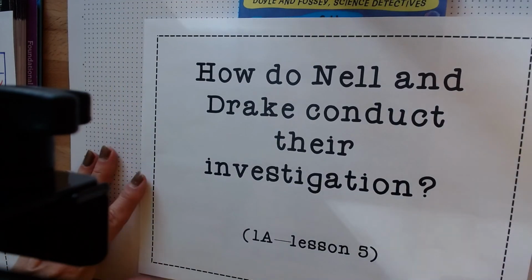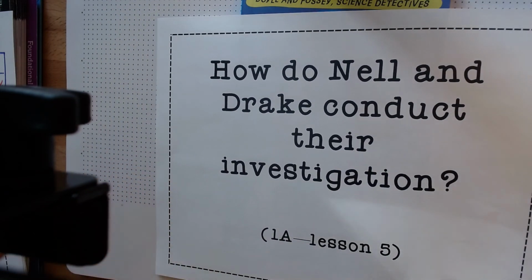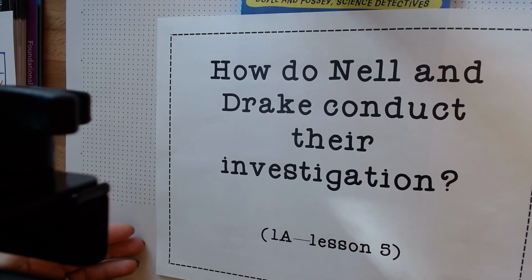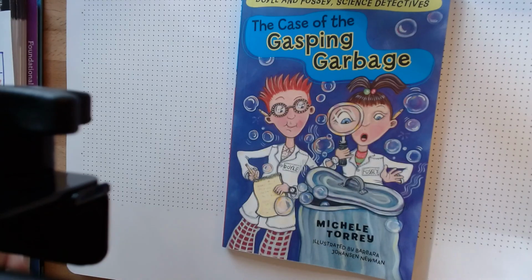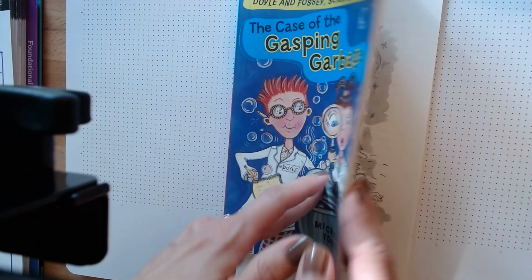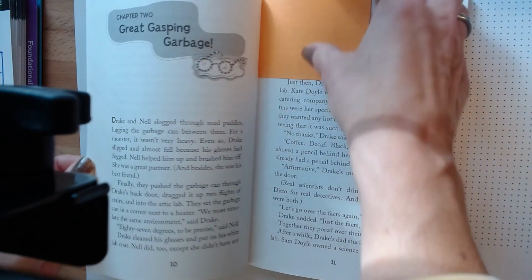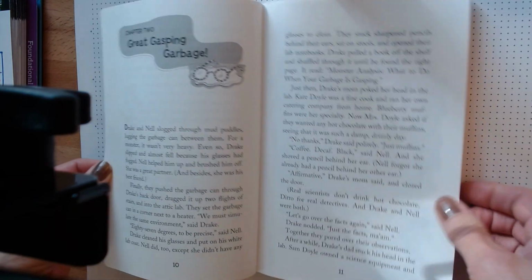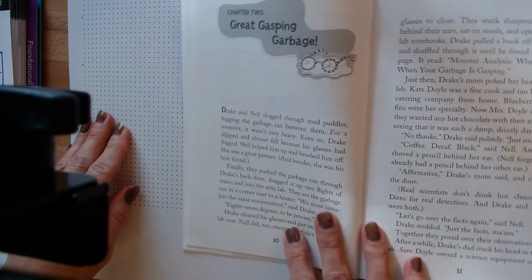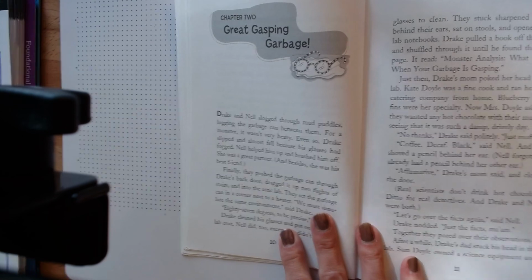Okay, today we're going to think about this. As we read this chapter, and you should have already read it to yourself, so this would be called a close read. We read it a second time. How do Nell and Drake conduct their investigations? So how do they go about doing the work? I want you to be thinking about that as we read chapter 2. We're going to kind of do a little bit of a retell at the end of this, thinking about why do they make the decisions and the choices that they do.